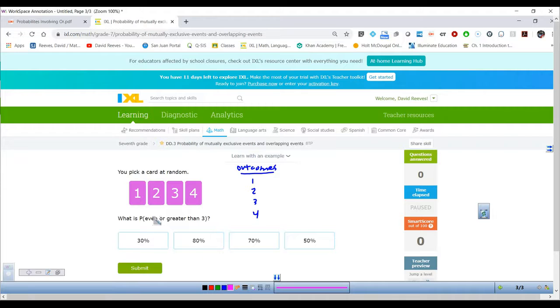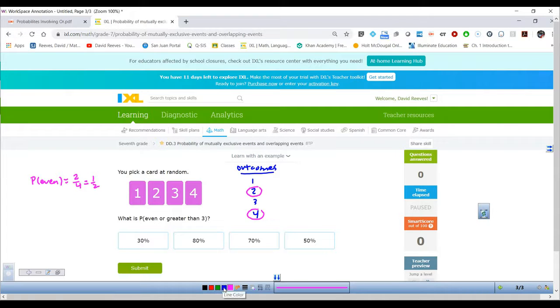All right, so let's take a look at this first one right here. What is the probability that it is even? Well, is 1 an even number? No, sir. No, ma'am. Is 2 an even number? Yes, and 4 is an even number. So the probability that it's even is 2 out of 4, or 1/2, right?